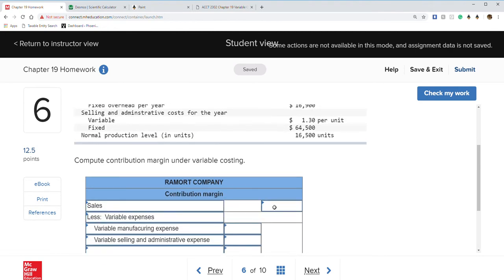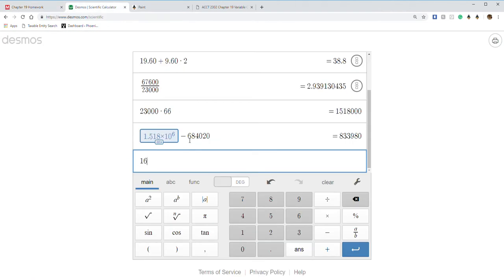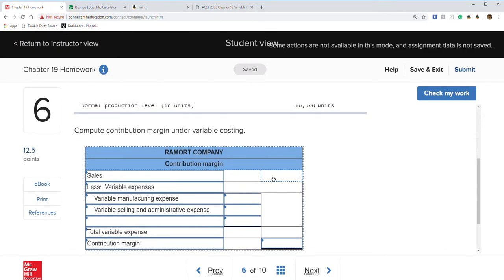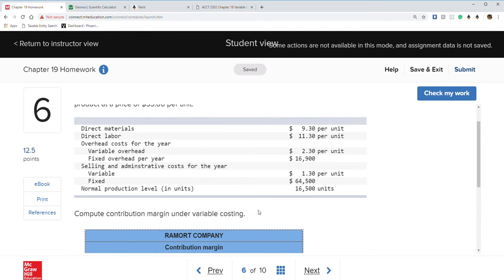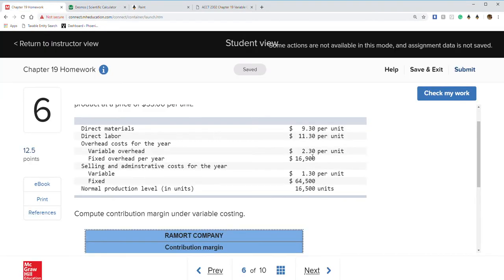First off, sales. We find that they sold 16,500 units at $53. So again, 16,500 times 53 is 874,500. Okay, now we just have to figure out our expenses. So again, we're dealing with all of our units, all 16,500. We have to multiply this time around. So our manufacturing was $2.30.